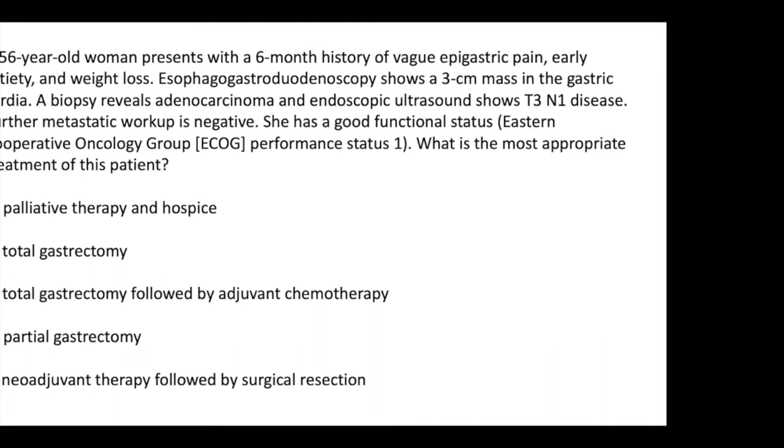A 3-centimeter mass. I guess I'm between C and E. I don't know if you would try to do neoadjuvant to clean up the nodes first. I will go with E. I like that answer. Dr. Vreeland likes that answer too. He loves neoadjuvant. That's why I did it.